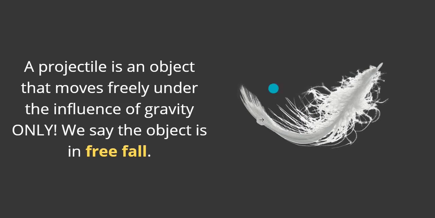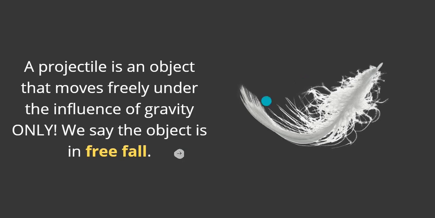So imagine if you have a feather, you drop it. From the moment you drop it, maybe at a particular height because you're holding it up, until it reaches the ground somewhere, we will say that that feather is free falling, or it is a projectile, because during that time it is only moving under the influence of gravity only. So that's what we mean. We say the object is in free fall because the only force that is acting on that object is gravity. Hence, it is actually falling down. So it's important for you to understand this definition when we talk about a projectile.